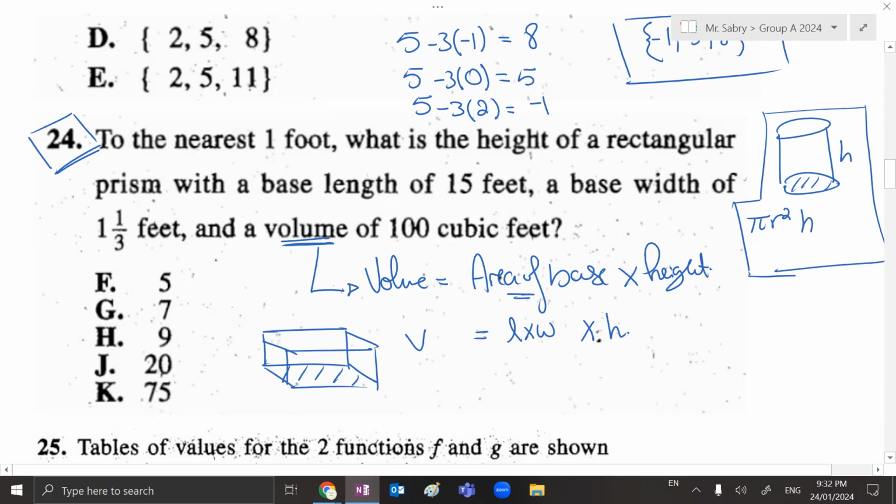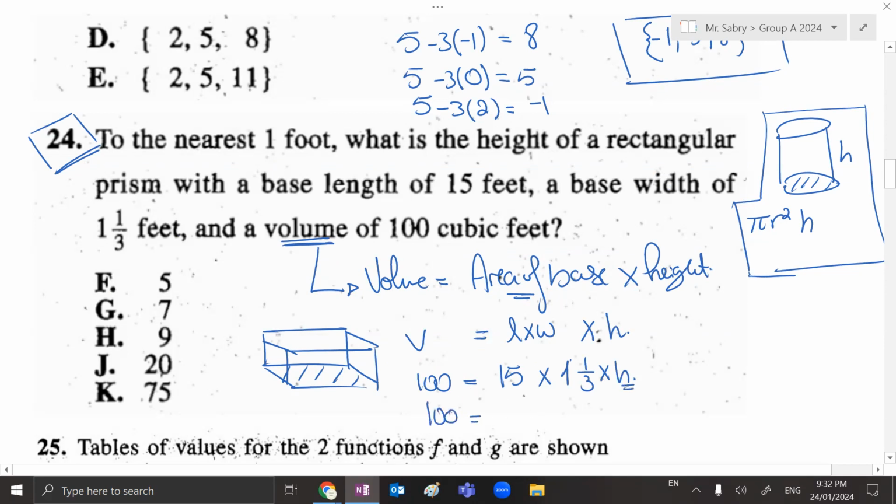I'll substitute that now. Instead of the volume, I'll put 100. Instead of the length, I'll put 15. A base width of 1/3. So instead of the width, I'll substitute 1/3. And I'll leave the height as unknown. That's what they're trying to look for.